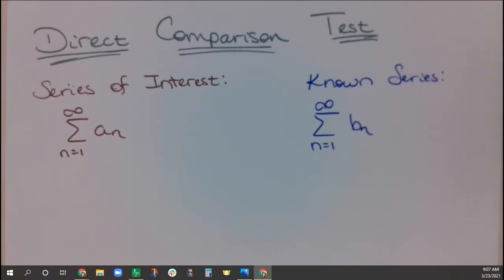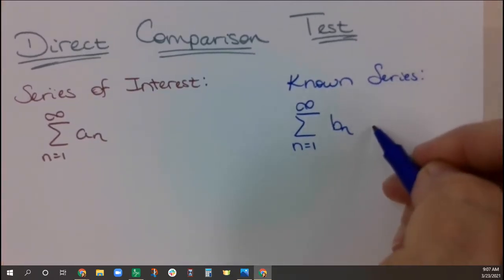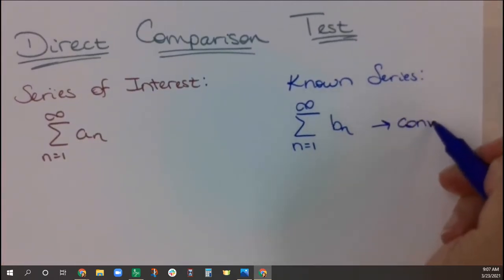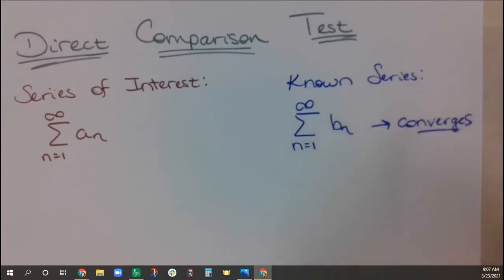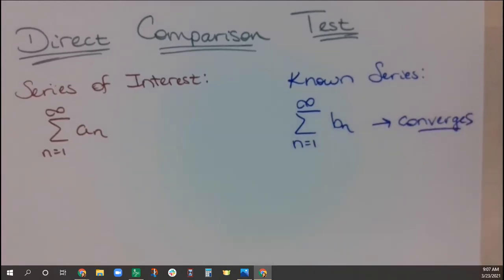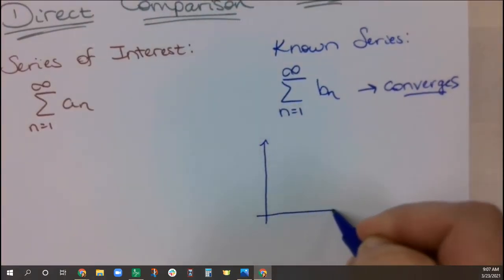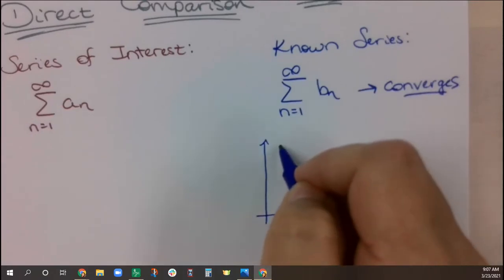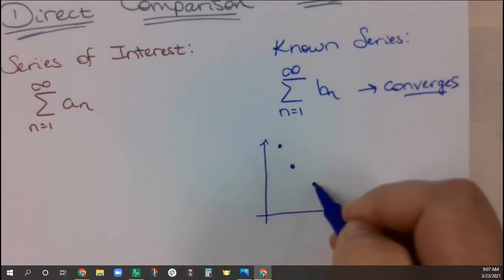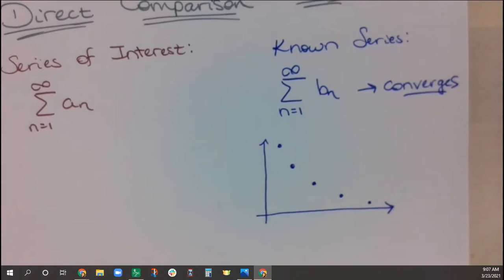And for our first discussion, I'm going to say that B sub n is a series that we know converges. So let's think about what that means. It means that the terms of this series approach zero, and it means that they approach zero quickly. So let's say that maybe my terms here look something like this. They approach zero and they approach zero quickly.